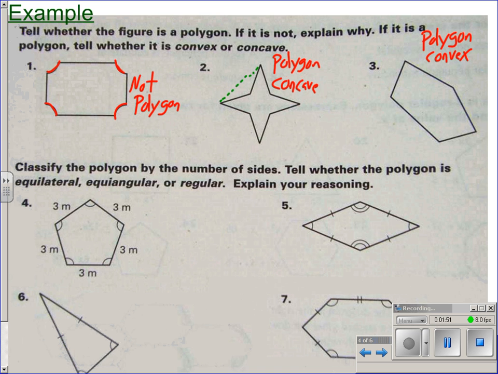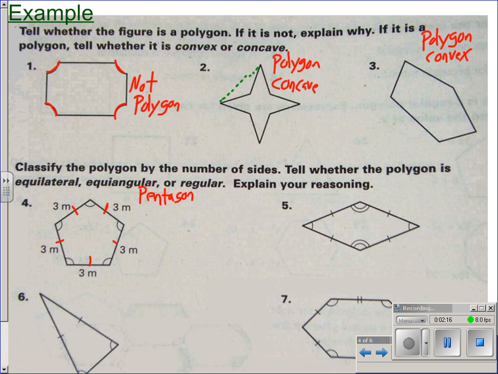Okay. Number 4 says classify the polygon by the number of sides. Tell whether the polygon is equilateral, equiangular, or regular, and explain your reasoning. Okay, I'm not going to write anything down for the reasoning. Just listen. So, classify the polygon by the number of sides. Pick a side to start, and then go around and count. So, starting with the red dash, there's 1, 2, 3, 4, 5 sides. That's a pentagon.